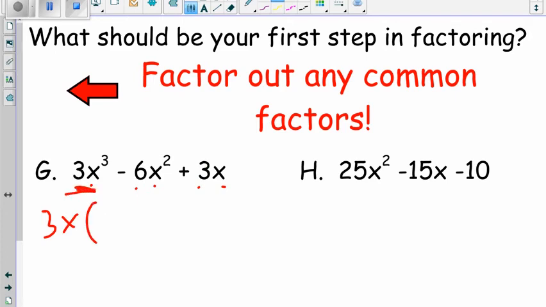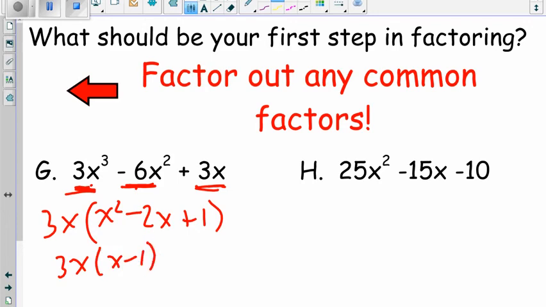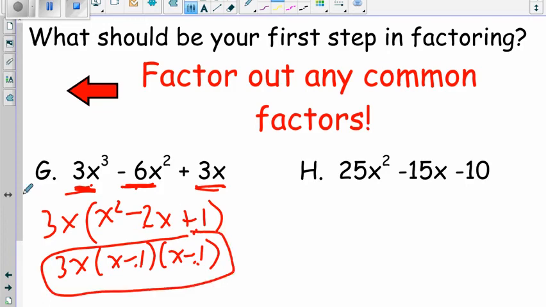If I factor 3x out of 3x to the third, I'm left with x squared. Factor 3x out of this, it's going to be minus 2x. If I factor 3x out of this, I have to have a placeholder of 1. And this does indeed look like it will factor. It's going to be x minus 1 and x minus 1 if you do it quickly. And the reason they're both negative is negative 1 times negative 1 gives me positive 1. Negative 1 plus negative 1 gives me negative 2. So this is our answer.